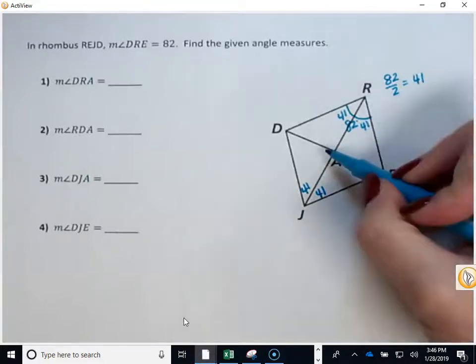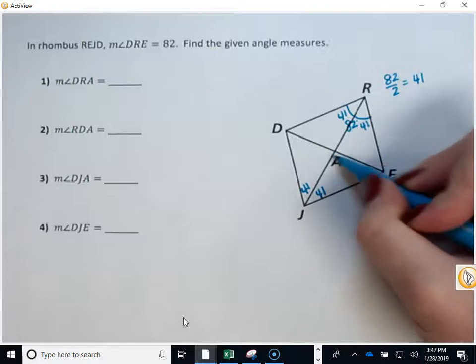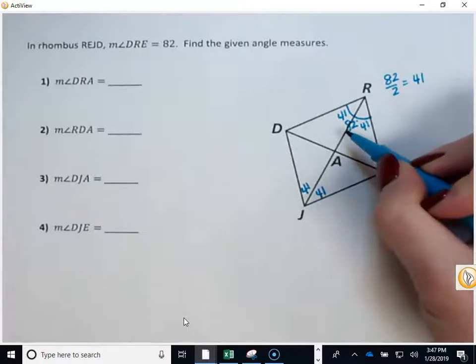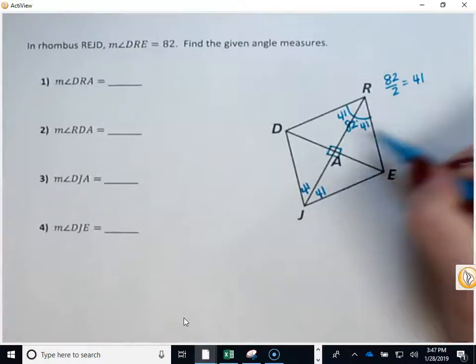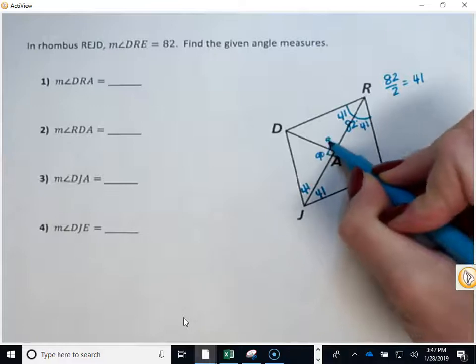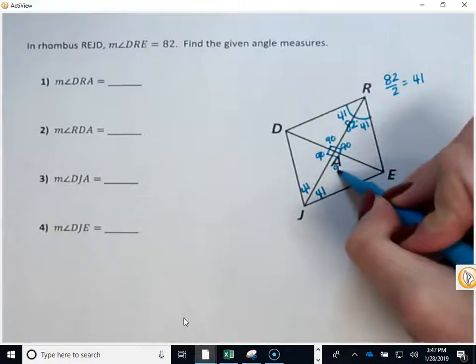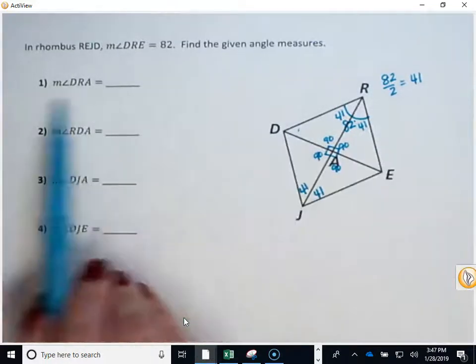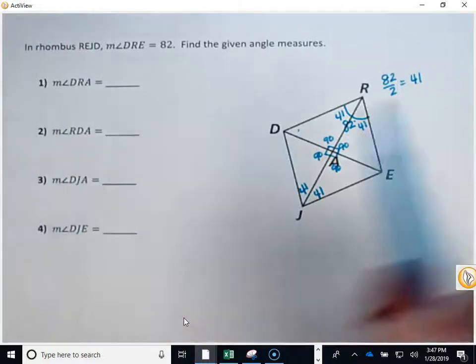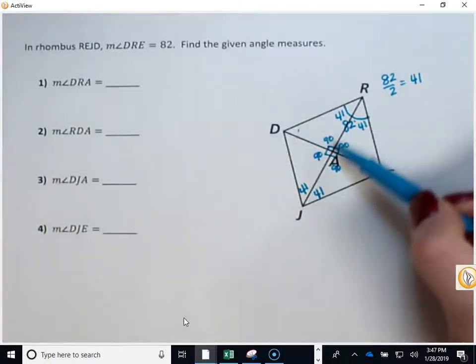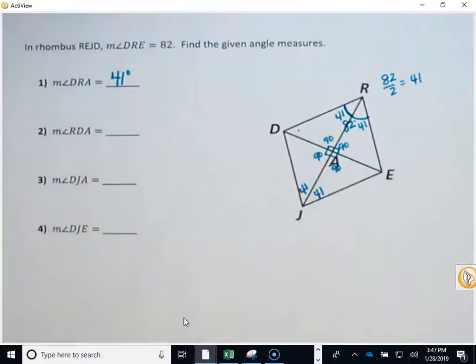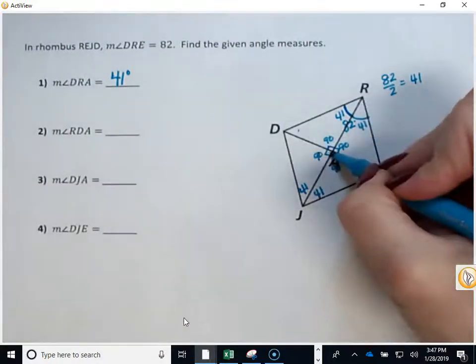We also know that the two diagonals are perpendicular, so they make 90-degree angles. So we know that's 90, that's 90, that's 90, this is 90. So we'll be able to find these other ones here as well. So let's figure out what they've asked us for to begin with. Measure of angle DRA: D to R to A was this little 41 right here. The measure of angle RDA, so R to D to A, that one we have to find now.